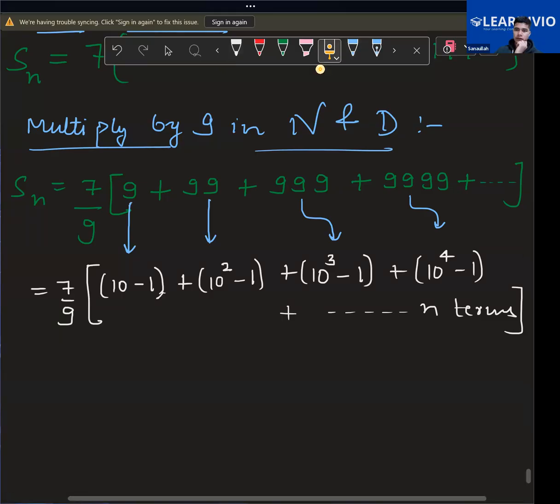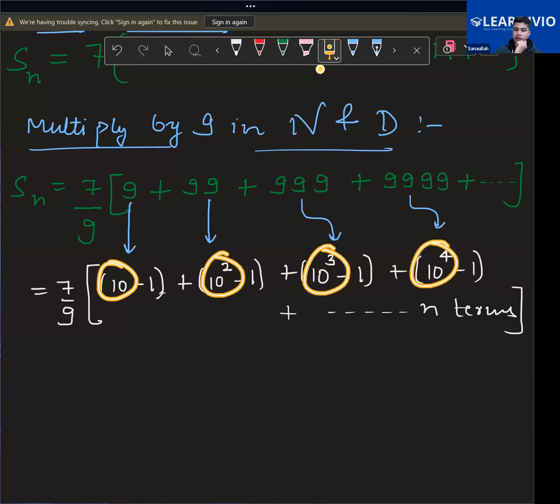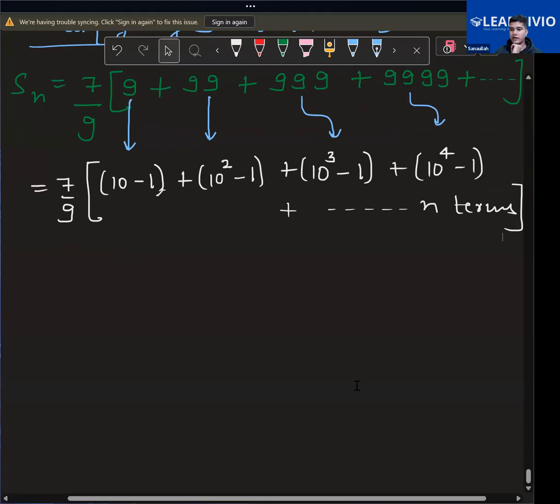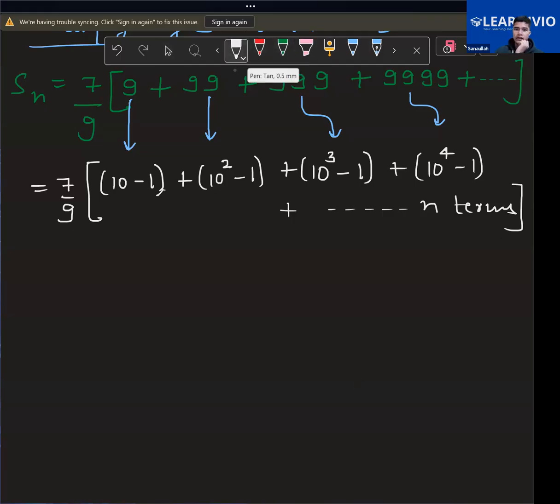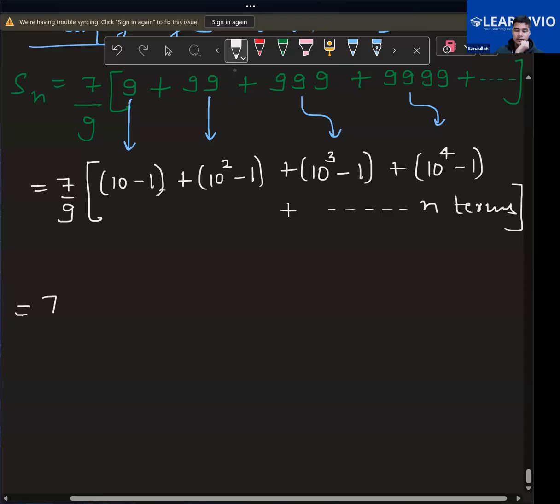Where? 10, 10 square, 10 cube, 10 to the 4. These all are a geometric progression, right? But we also have minus 1. And how many minus 1 we have? See, before that, first of all, I should write this separately. You can see 4 here, but it is up to n terms.